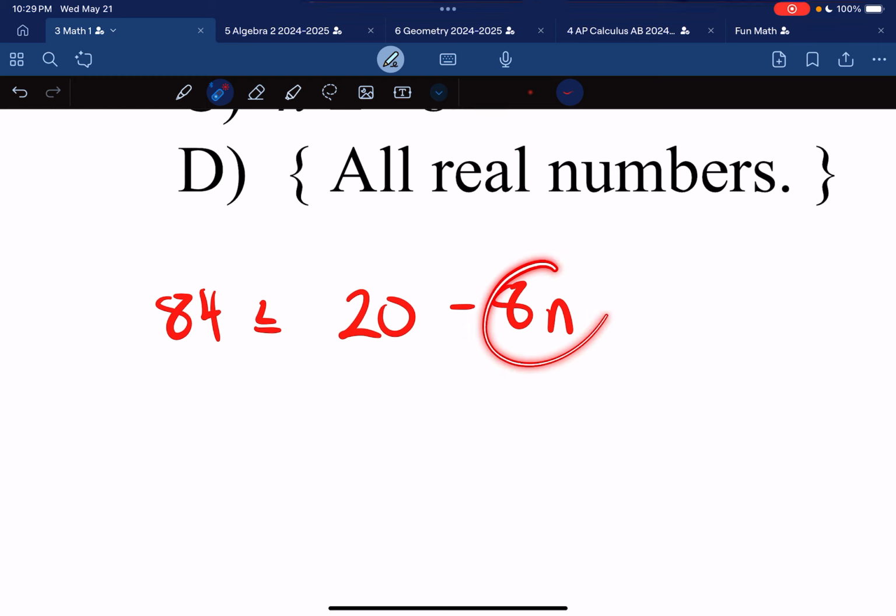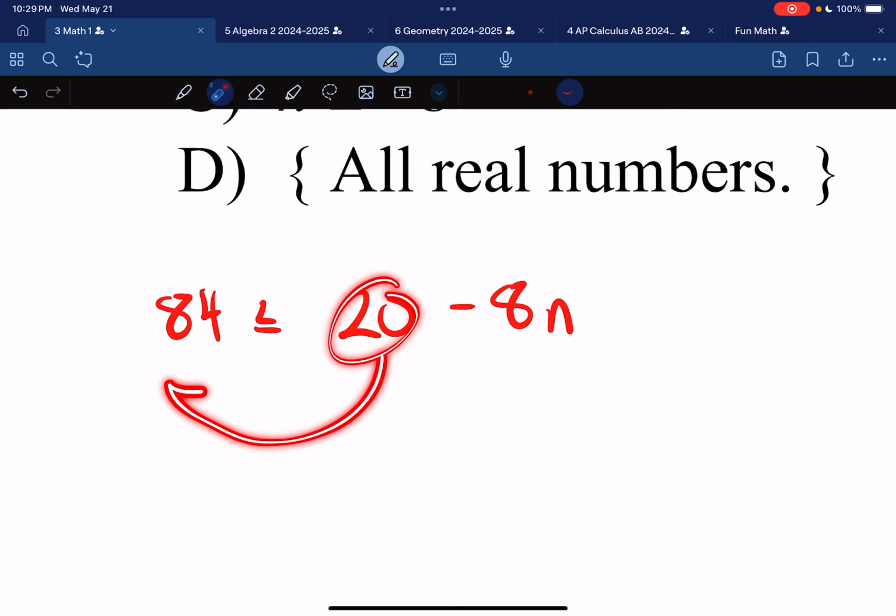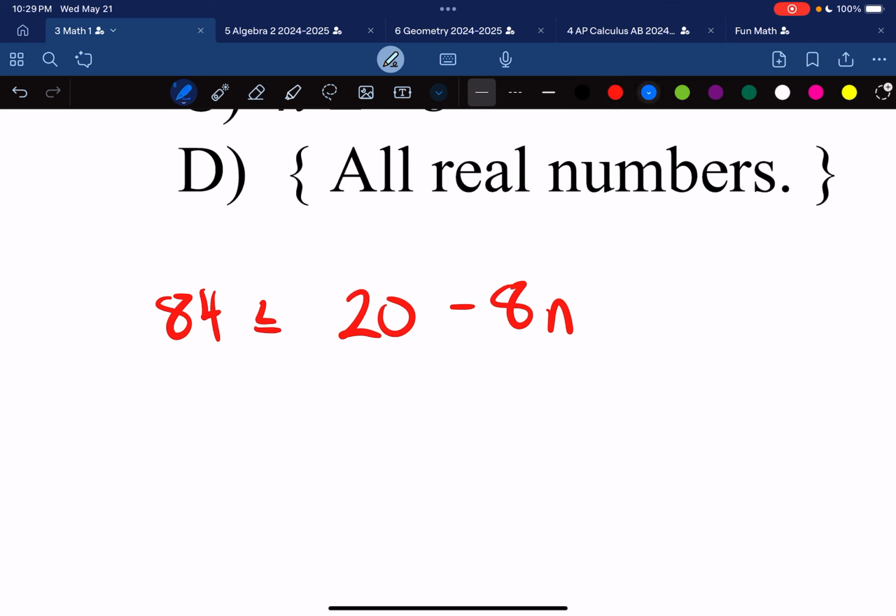Because I only have one variable on the right-hand side, I'm going to designate the right-hand side for my variables, which means this 20 is a constant and belongs on the other side. So let's subtract 20 on both sides of my inequality, and that's going to cancel out my 20, leaving behind a 64 on the left-hand side, still have a less than or equal to, and I have a -8n on the right-hand side.